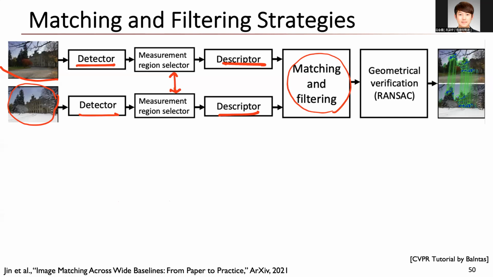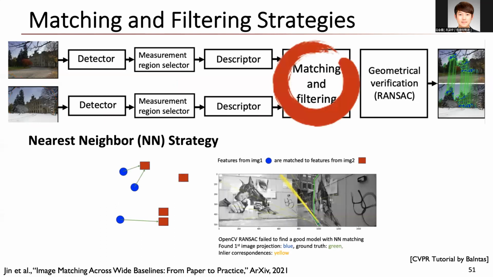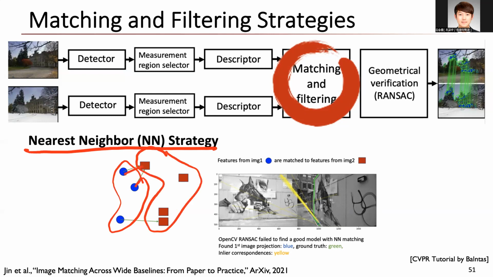And then one of the most important parts is RANSAC, but we did not discuss this one yet. But here, the matching and filtering part: how can I find the matching or correspondence given an n by m feature vector? One of the simplest is nearest neighbor. Right? There are three key points from image 1 and four key points from image 2, and we find the nearest one.